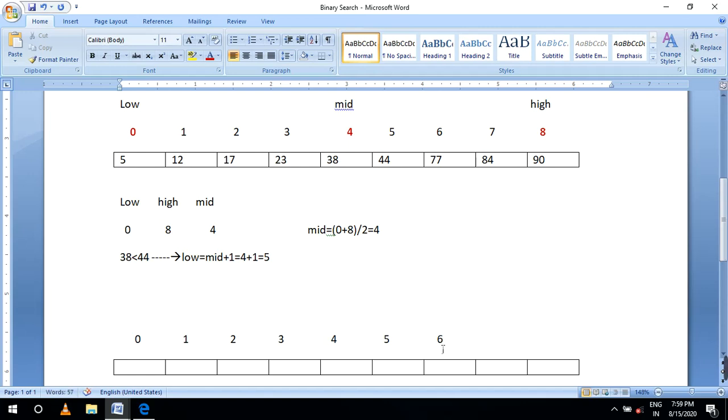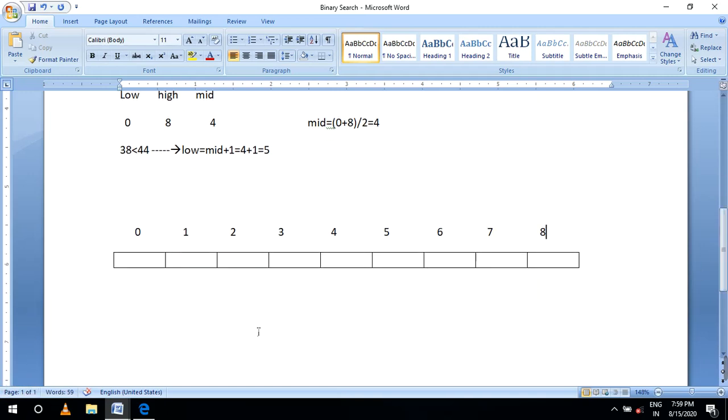Now we are declaring the array of size 8. In the previous session we declared low, high, and then mid values. In the previous session the low value was 0, the high value was 8, and the mid value was 4.